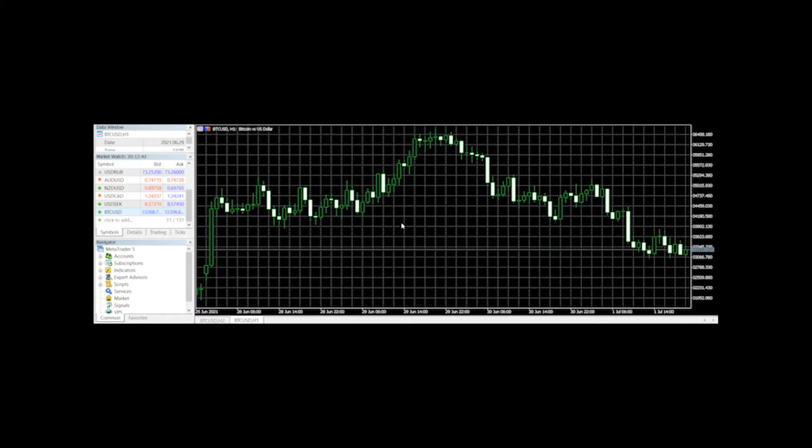So what I've loaded here is the MetaTrader 5 terminal. You can download it on Google. It's a free program. Most traders use it. What you want to do is make sure your broker, the one you're using, is offering Bitcoin. Here I've loaded the Bitcoin versus US dollar chart.